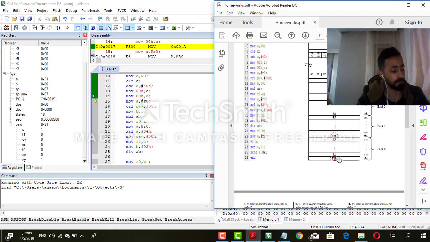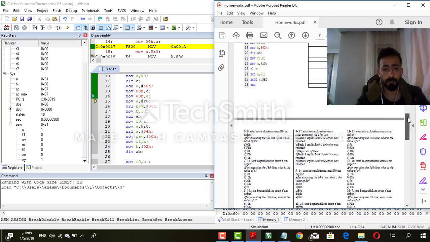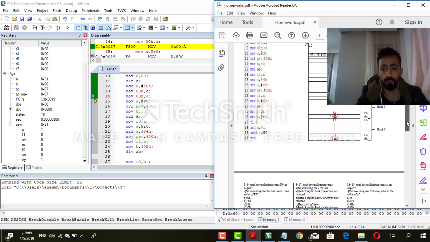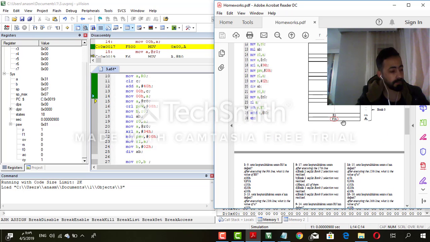Also, this is question number 1, I think. Okay, the value of R0. What will be the value of R0? The R0 will be 31. The answer is C.